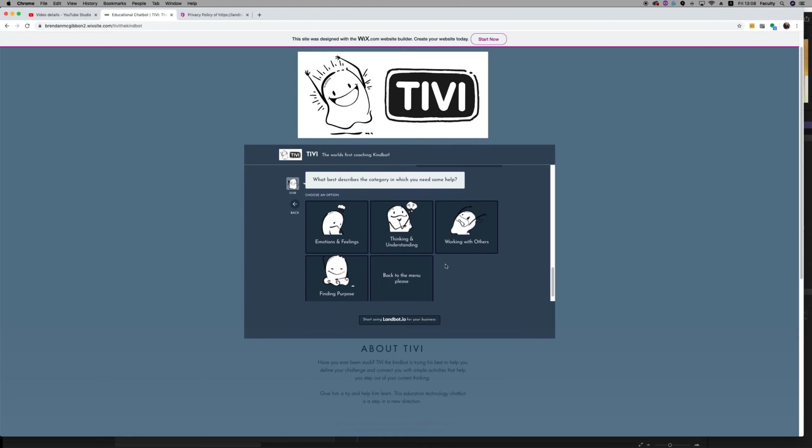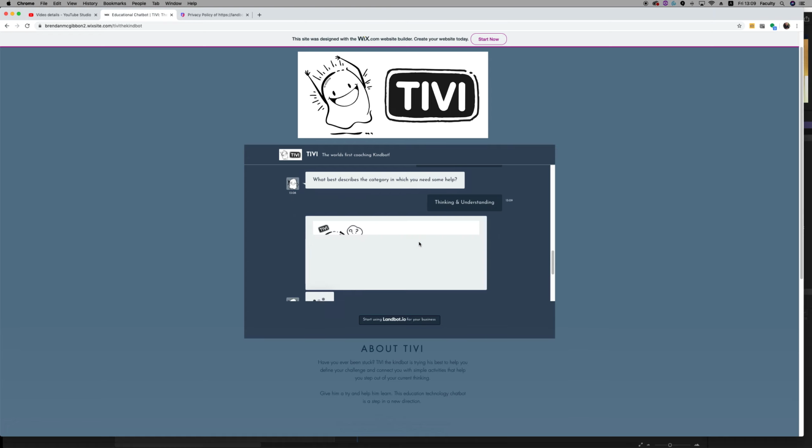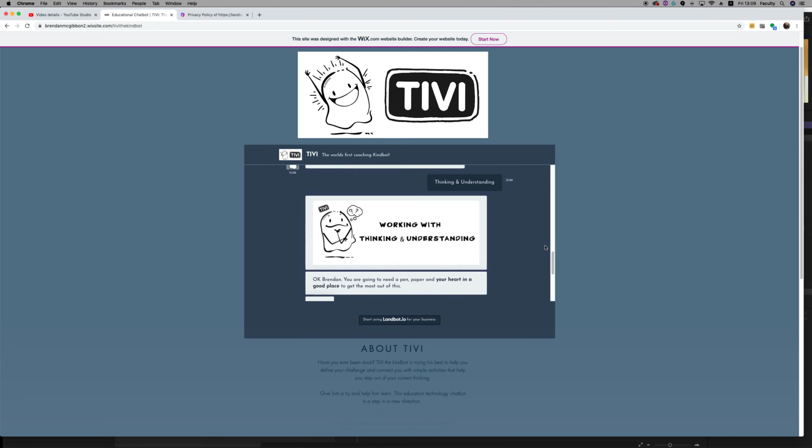Now, the categories that I got when I surveyed people and found out what was going on, I didn't seek to put them in categories. I basically made a list and then started to code them. So we have the categories emotions and feelings, thinking and understanding, challenges where you work with other people, and finding purpose. Let's have a look at this. I'll click on thinking and understanding to give you one. So again, here's a nice little picture.